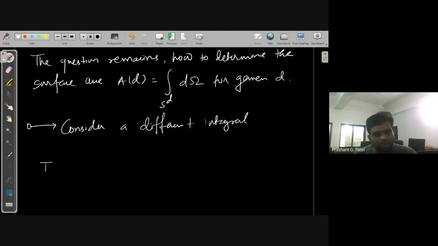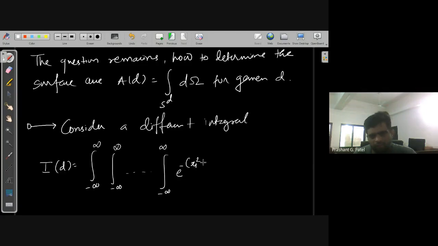So that I'm denoting by I_d. That is the integral from minus infinity to infinity, minus infinity to infinity, and so on, of e to the power minus (x1 square plus x2 square up to xd square), dxd, dxd minus 1, up to dx1. So I'll consider this integral. Now, including the exponential here, we integrate from minus infinity to infinity, instead of just over the surface of the sphere.